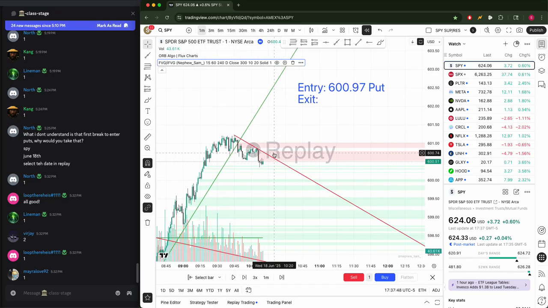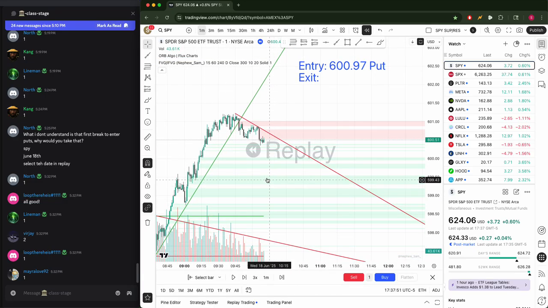And go ahead and get rid of that. Okay, so now that we have our stop loss line in place, as long as price respects this line, we're going to stay in the trade. If not, we're going to exit right away.